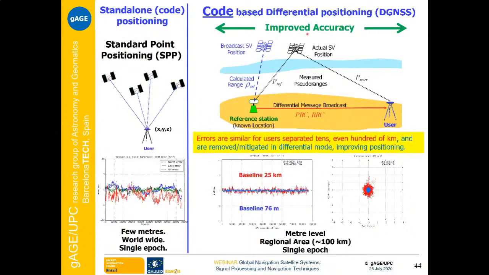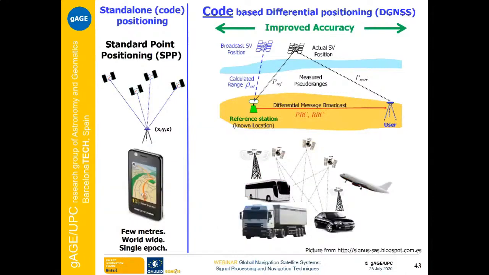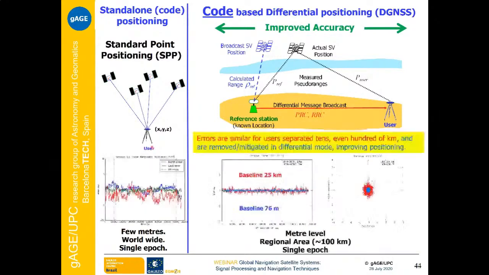The idea in code-based positioning, and everywhere in differential positioning, is that errors are similar for users separated by tens, even hundreds of kilometers, and these are removed or mitigated in differential mode, improving positioning. Using the standard, standalone positioning, that is the positioning that we can achieve using our mobile, we get accuracy at the level of a few meters, but worldwide.